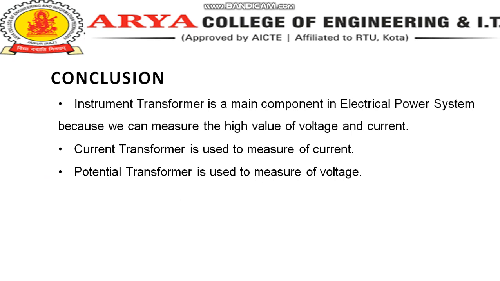Conclusion. The instrument transformer is a main component in the electrical power system because we can measure high values of voltage and current, whether balanced or unbalanced. The current transformer is used to measure current, and the potential transformer is used to measure voltage.